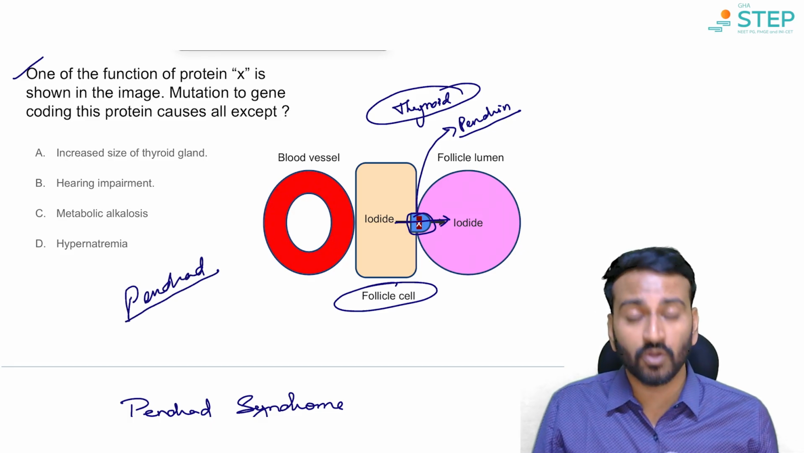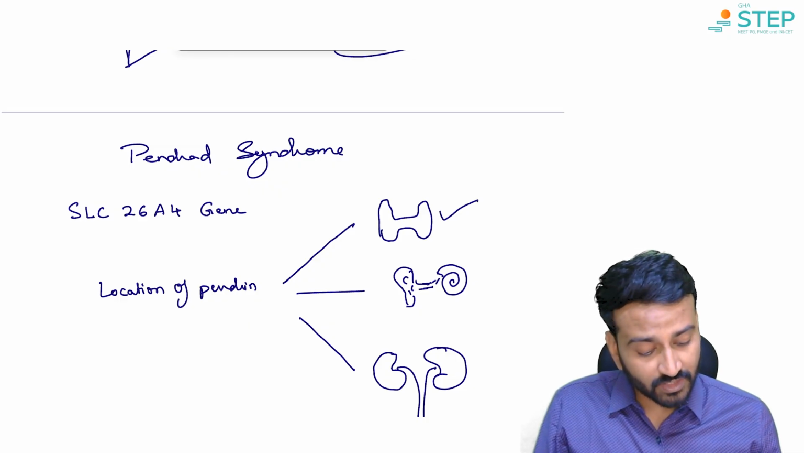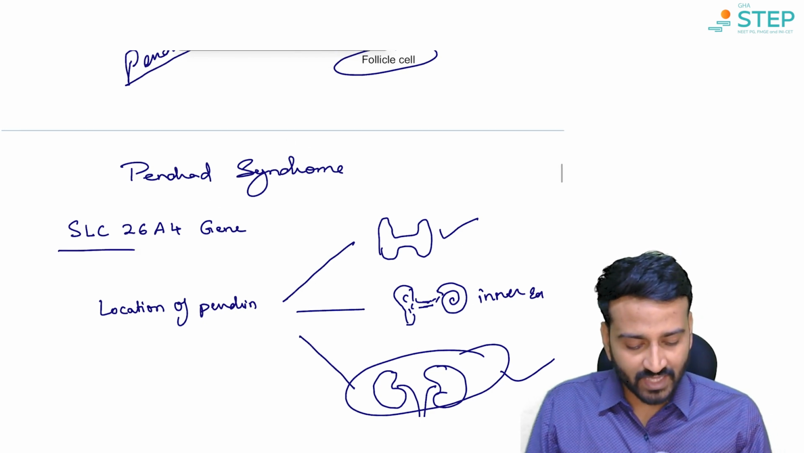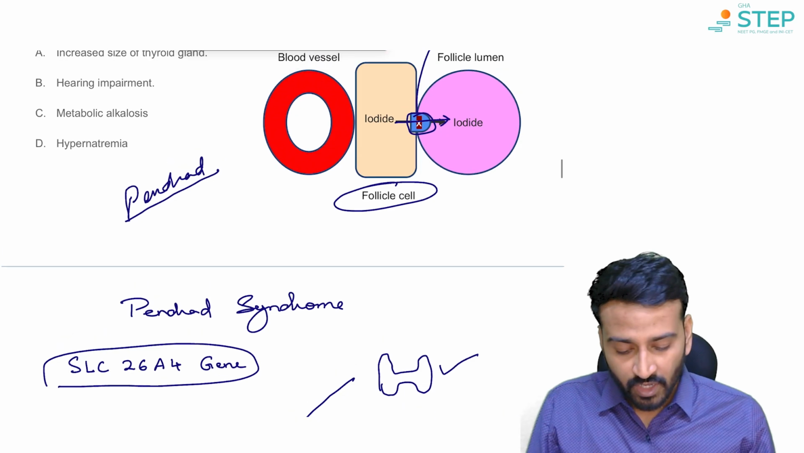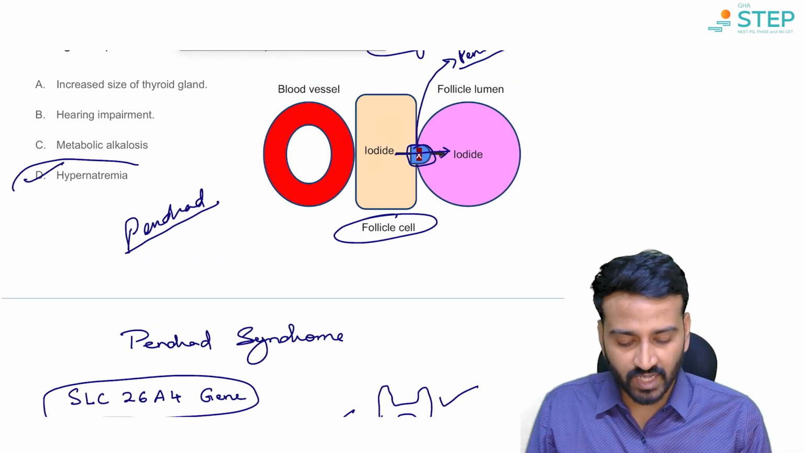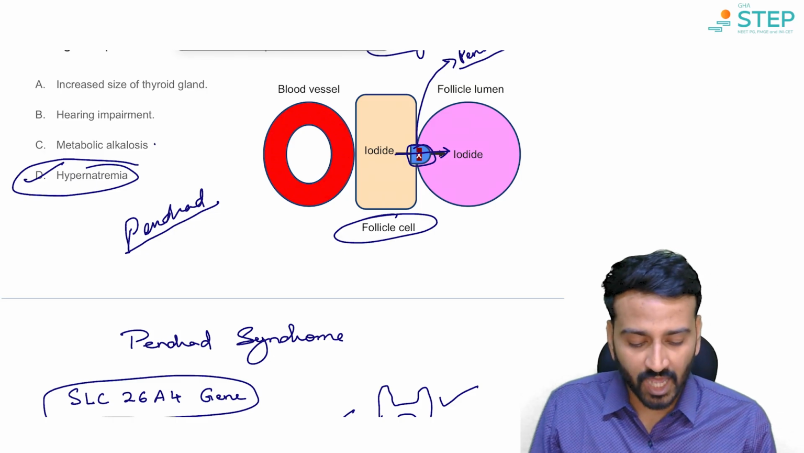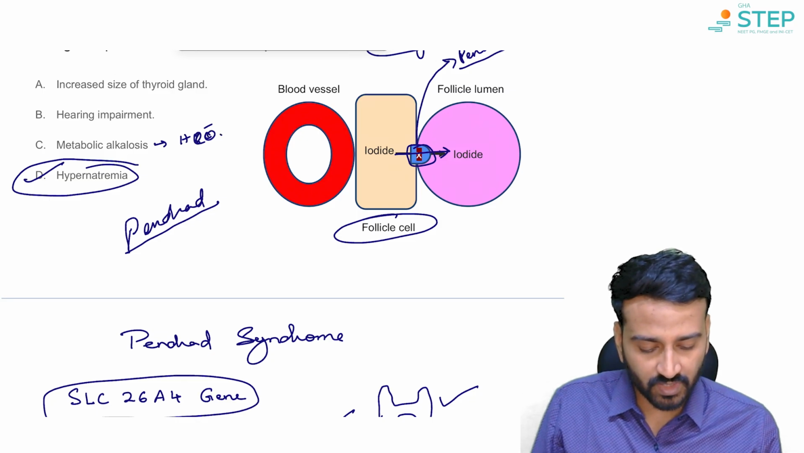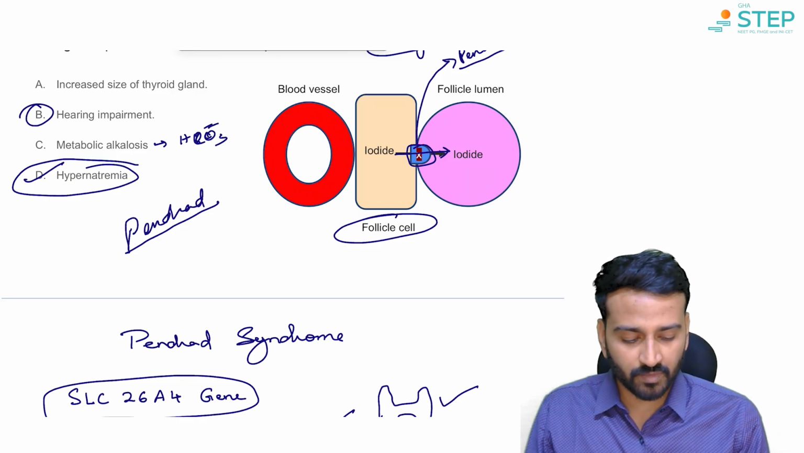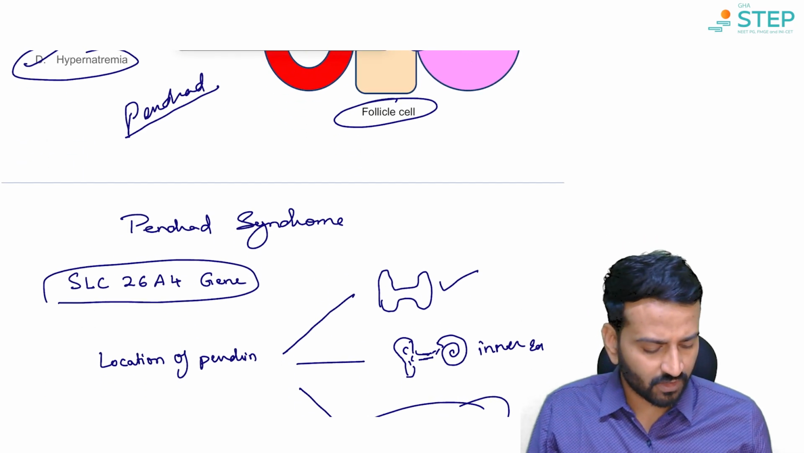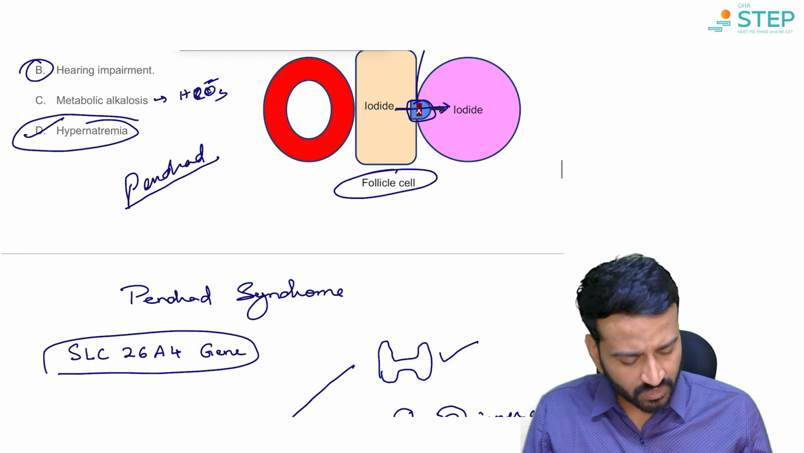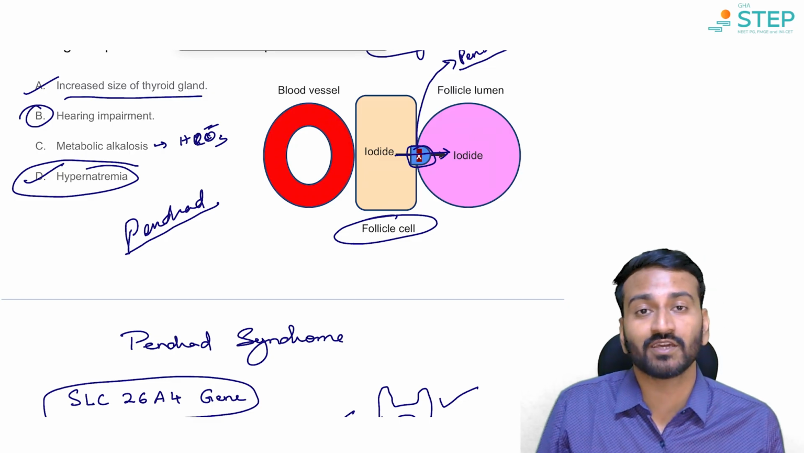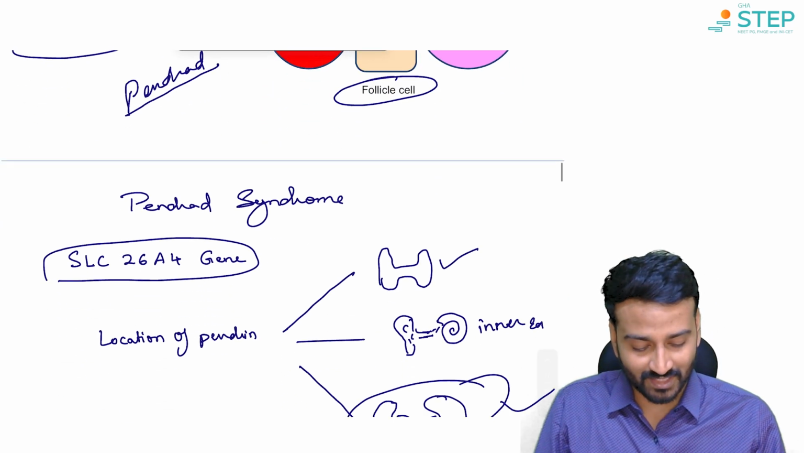Where is this located? The pendrin protein is located in the thyroid, the inner ear and kidneys, okay, predominantly, and it is by SLC26A4 gene mutation. It will cause all except hypernatremia because it has no role in sodium reabsorption. Metabolic alkalosis it will cause because it will impair bicarbonate (HCO3 minus) absorption, and hearing impairment because it is a part of the endolymph transport and movement in the inner ear, and increased size of thyroid gland because it causes failure to synthesize T3 T4, increasing the TSH, which will stimulate the thyroid gland to increase the size, okay.